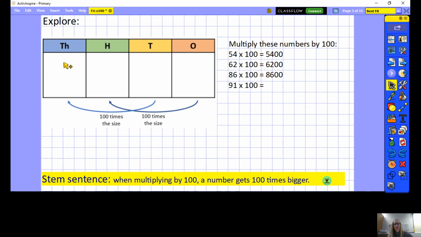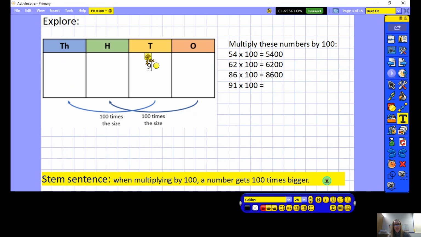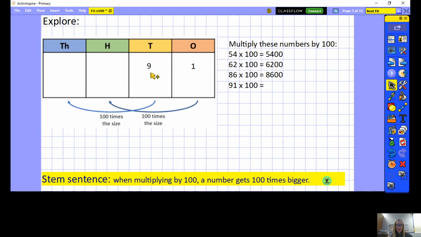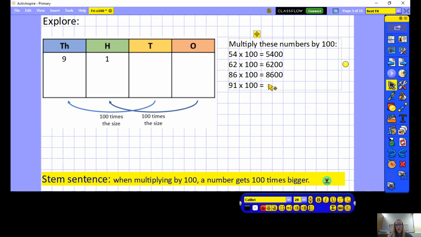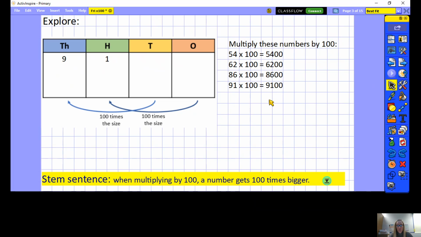And then 91 multiplied by 100. We have 9 tens and 1 one. We move the numbers 2 spaces to the left to multiply by 100. So our answer is 9 thousands, 1 hundred, 0 tens and 0 ones. 9,100. Well done.